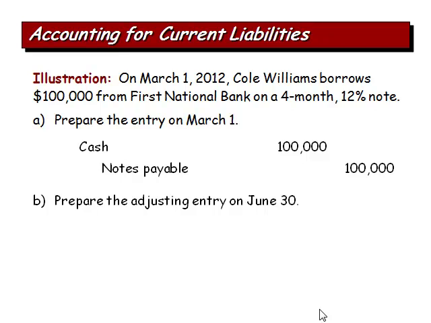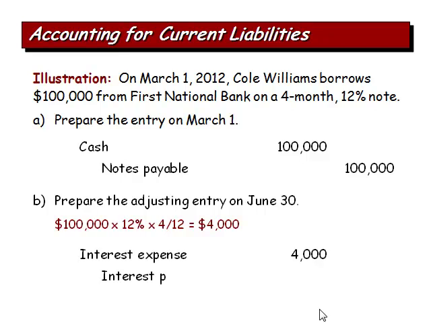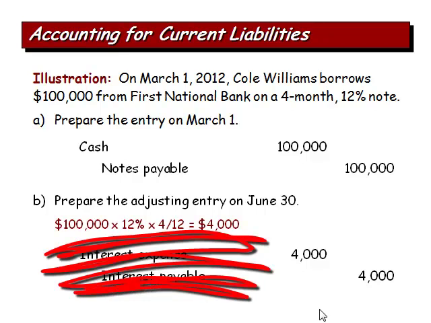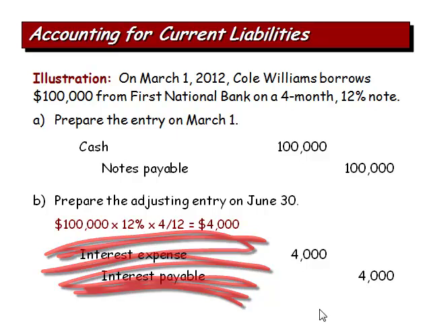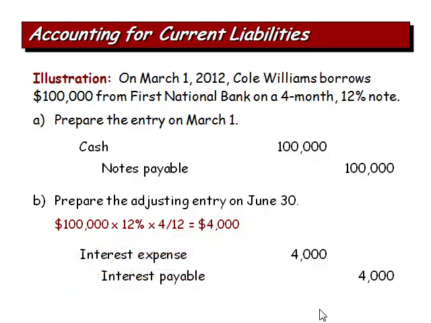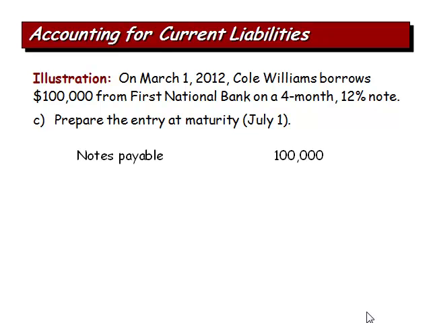Then the adjusting entry on June 30th is a debit to interest expense for $4,000 and a credit to interest payable for $4,000. And they show us in red there the computation. 100,000 times 12% times 4/12, because it's 4 months out of the year, 4/12 of the year. Then on July 1, when we pay the note off, we're going to pay the 100,000 plus the interest of 4,000. So the entry will look debit to notes payable, debit to interest payable, and credit to cash for 104,000.